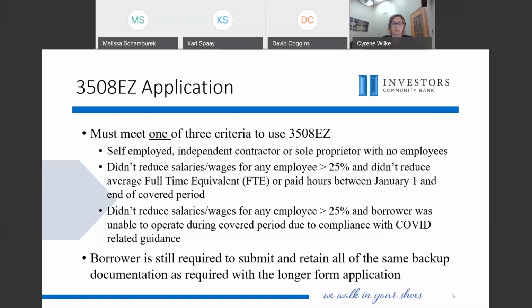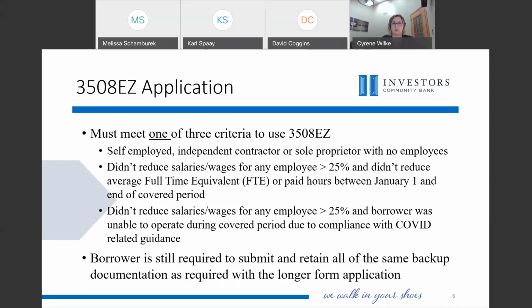So there are 3 criteria. Any one of the 3 would qualify you for using this 3508 Easy Application. First of all, if you're self-employed, an independent contractor, or a sole proprietor with no employees, you can qualify for using that application. Number 2, if you didn't reduce salary or wages for any employee in an amount greater than 25%, and you didn't reduce the average full-time equivalents, or FTE, that's what the term means, or the paid hours between January 1 and the end of the covered period, you qualify.